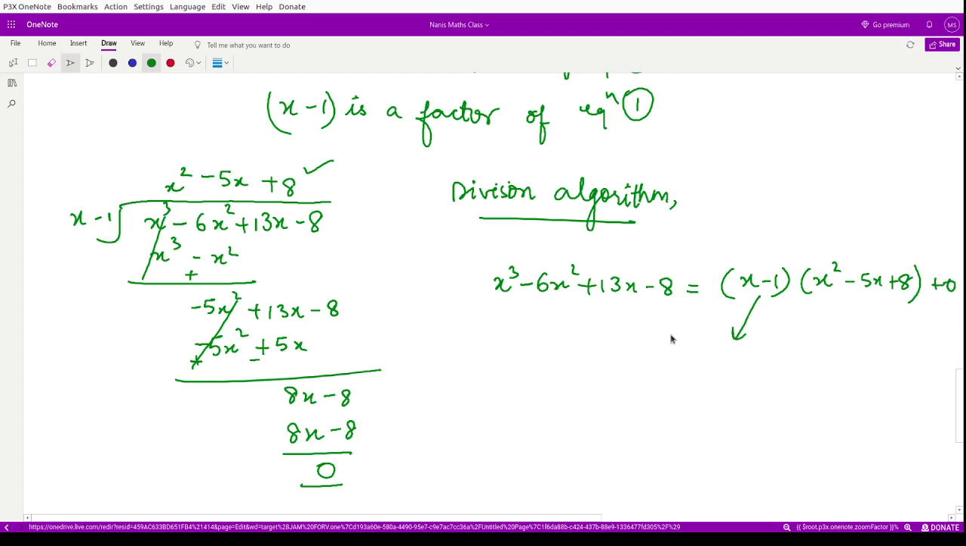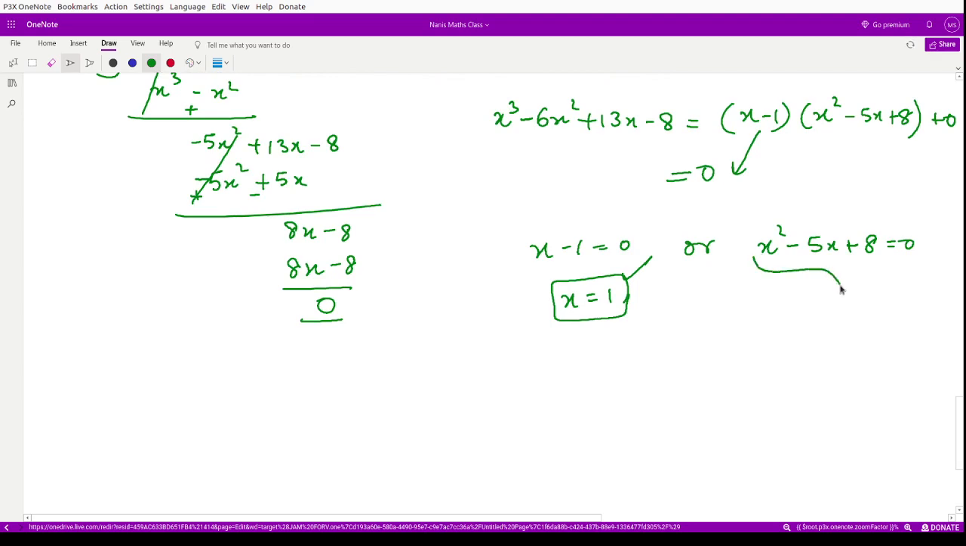When you set this equal to 0, you obtain either x minus 1 is equal to 0, or you have x square minus 5x plus 8 is equal to 0. So from here you obtain the value of x as 1. This is one of the critical points that you have. For another critical point, we have to solve this quadratic equation.